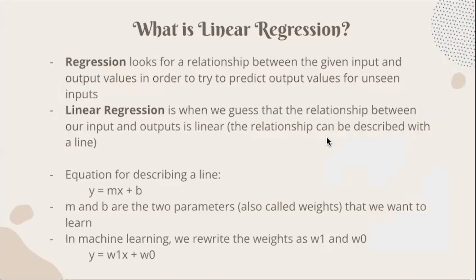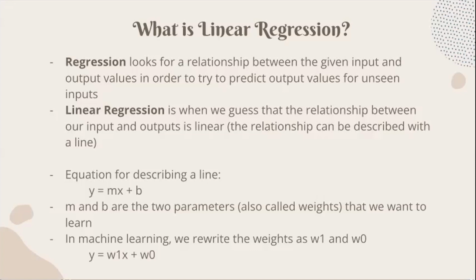So regression looks for the relationship between the given input and output values to predict an output value. But linear regression is when you guess that the relationship is linear. So for example, for every 100 square foot increase in a house, the price increases by $2,000. That is a linear relationship because the outputs can be measured with a line. On the other hand, if for every 100 square foot increase in a house, the price increases exponentially, that is no longer a line graph. So it can no longer be called linear regression.